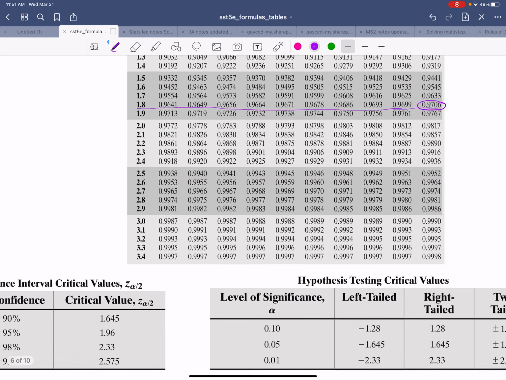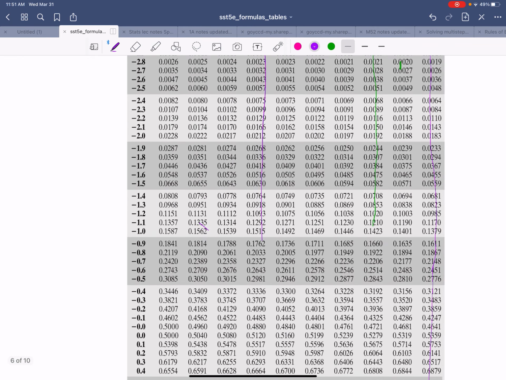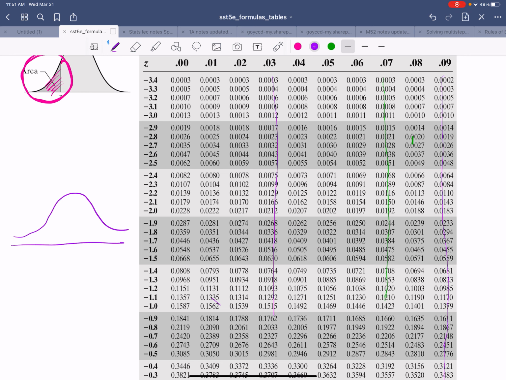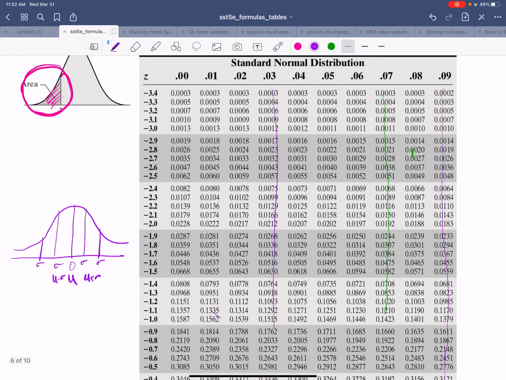If you look here, you wouldn't see negative 5.33. It's beyond our table's range, because if you recall, we've also talked about the empirical rule. We have 68% of the area within 1 standard deviation, 95% of the area within 2 standard deviations, and 99.7% within 3 standard deviations. So beyond 3 standard deviations, there's very, very little, actually no area.